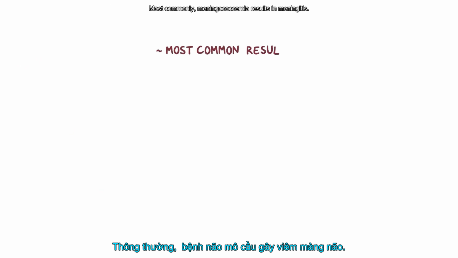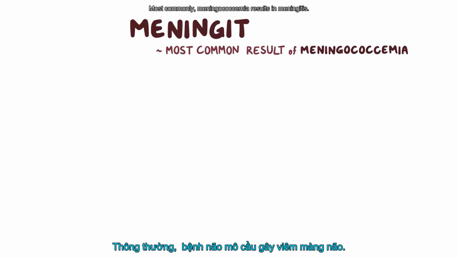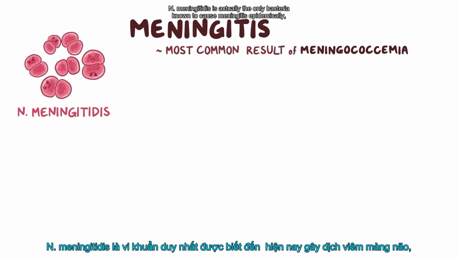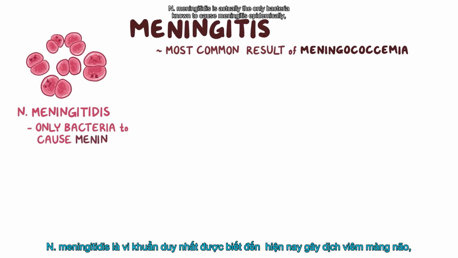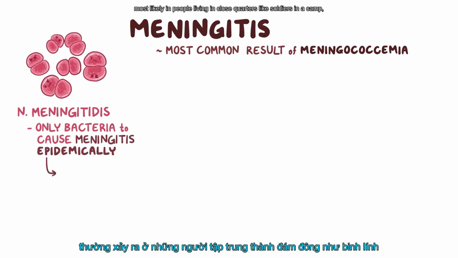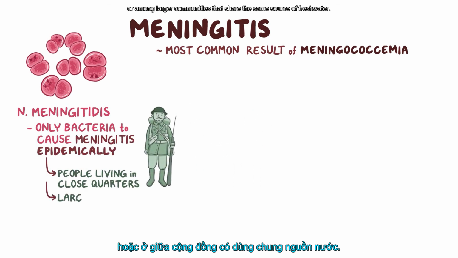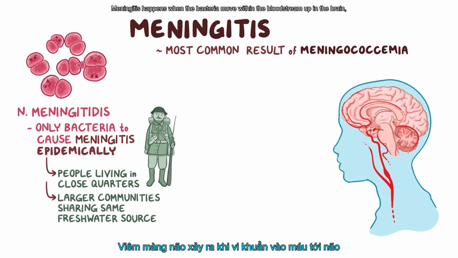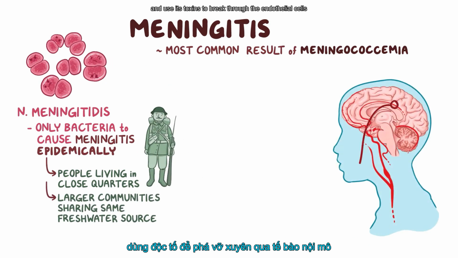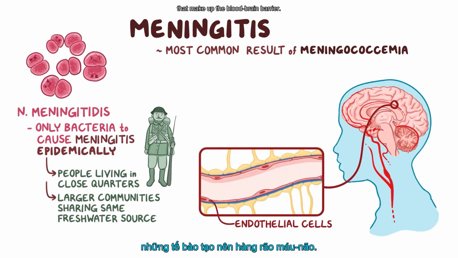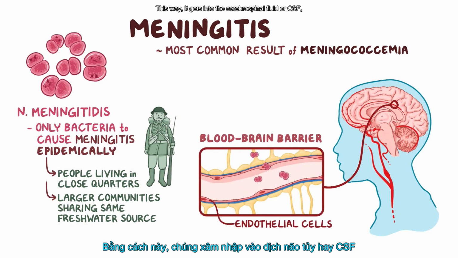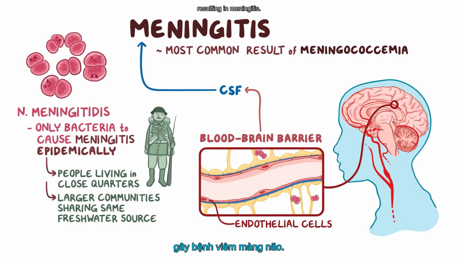Most commonly, meningococcemia results in meningitis. N. meningitidis is actually the only bacteria known to cause meningitis epidemically, most likely in people living in close quarters, like soldiers in a camp, or among larger communities that share the same source of fresh water. Meningitis happens when the bacteria move within the bloodstream up to the brain, and use its toxins to break through the endothelial cells that make up the blood-brain barrier. This way, it gets into the cerebrospinal fluid, or CSF, resulting in meningitis.